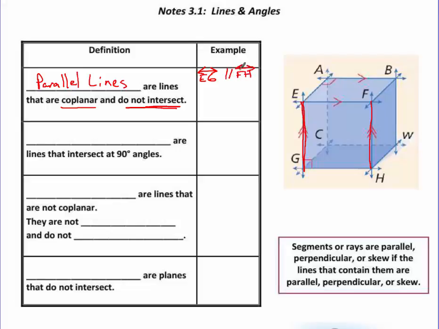And when you write that slanted, kind of 2 parallel lines, that's your symbol for parallel. So another example along the back side, we could say that line AB is parallel to line EF right across the top. So those are parallel lines. Our next type of lines are lines that intersect at 90-degree angles. So you remember those are perpendicular lines.